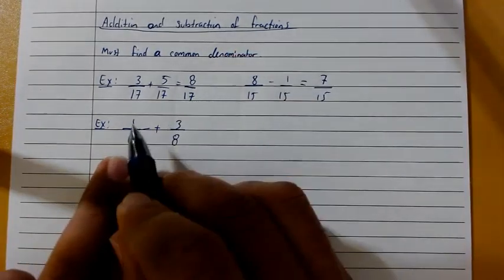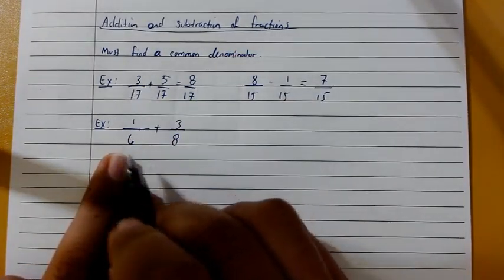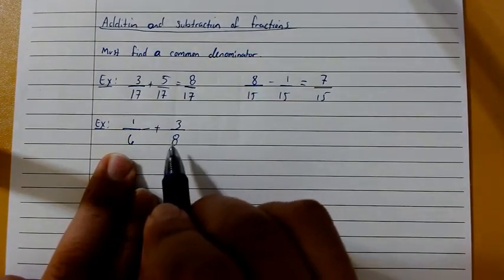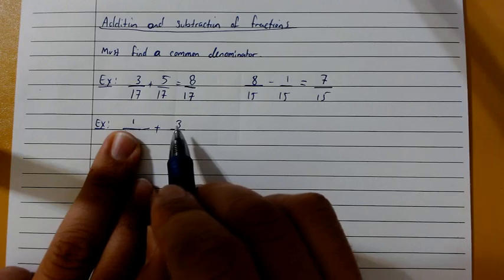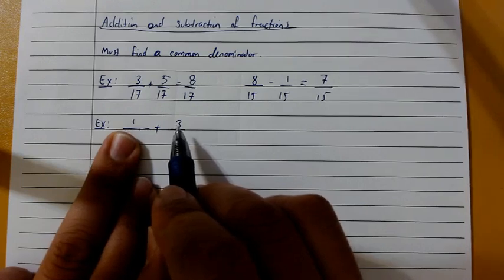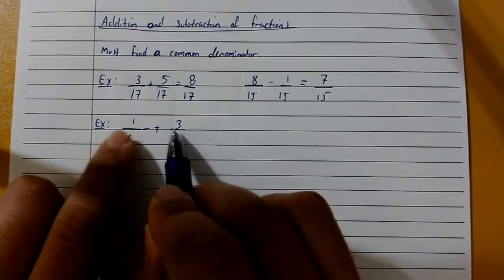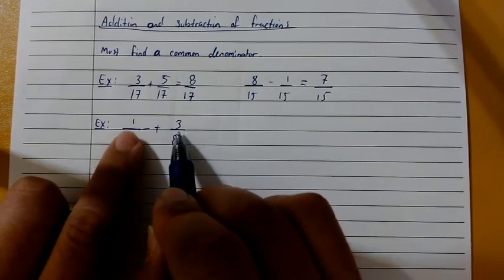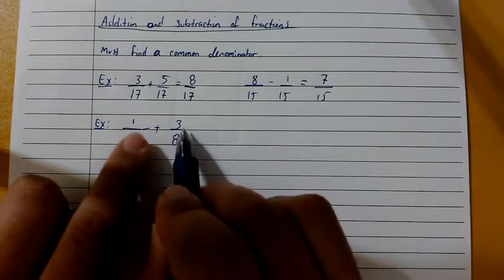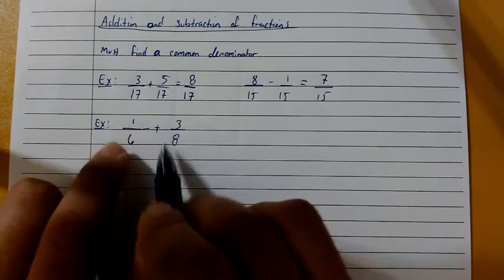Okay? To find a common denominator, I want to find the prime factorization of my two denominators. If the numerators can be factored, that's fine, but we don't really care about that. We only worry about factoring the denominators. If the numerators can be factored or if not, it makes no difference. So generally, we don't even try. We just worry about the denominators.